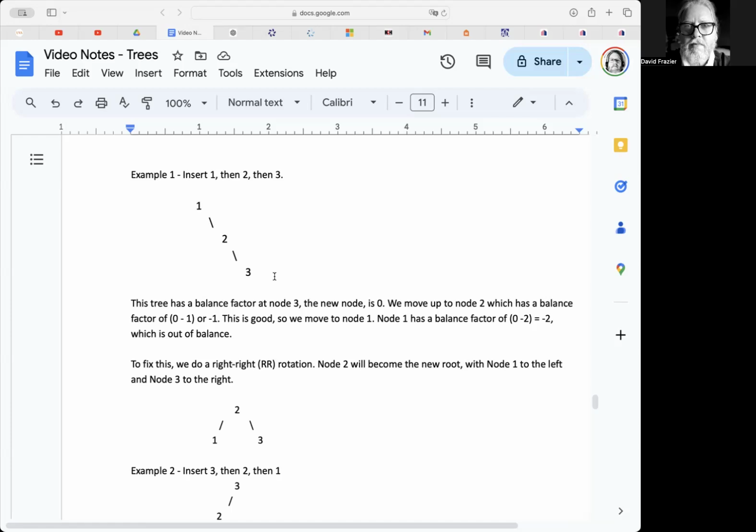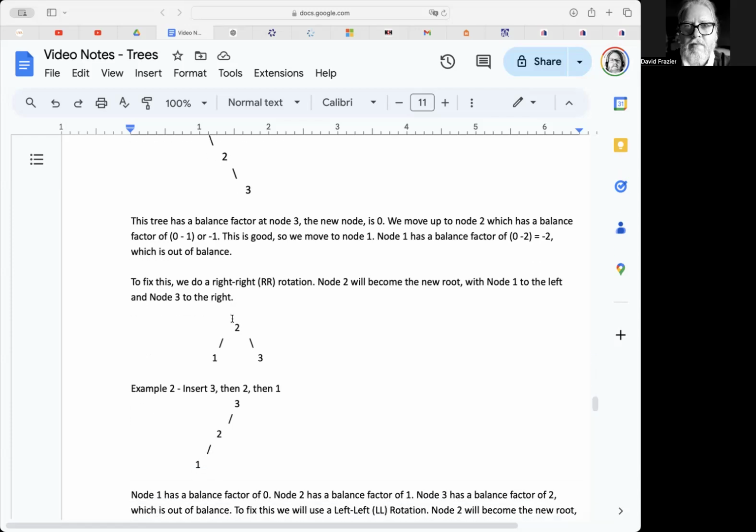I'm not going to ask you to code this because I think it goes beyond the scope of the class and there are time constraints. But I am going to ask you to be able to work these out on paper or on text. So visually, we're going to balance this by grabbing the 2, lifting it up, making it the new root.